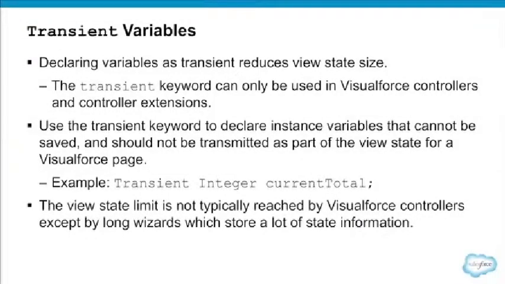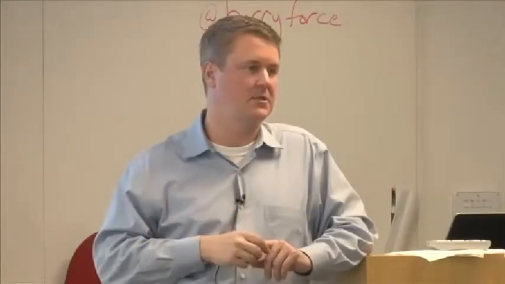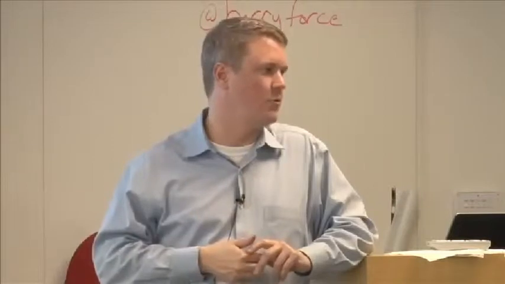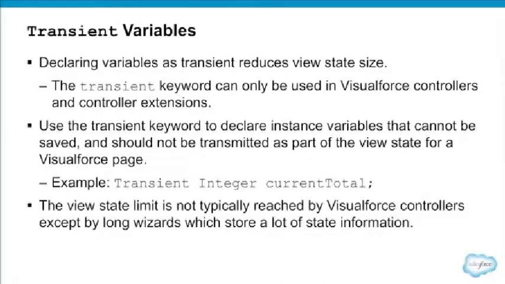So can you control what is placed in the view state? And the answer is yes, you can. The view state, because it has a maximum size, we might need to curtail what we're placing in it. The way that we can do that is we can mark variables as being transient. Transient is a keyword that we apply to variables that we define within our controllers. And what transient says is very simple: do not store this in the view state.